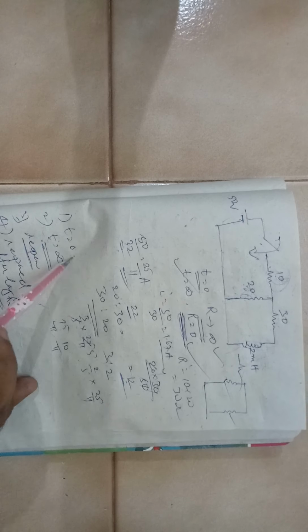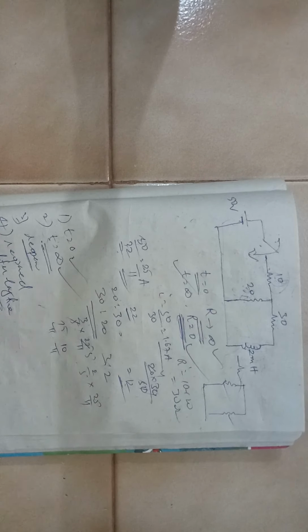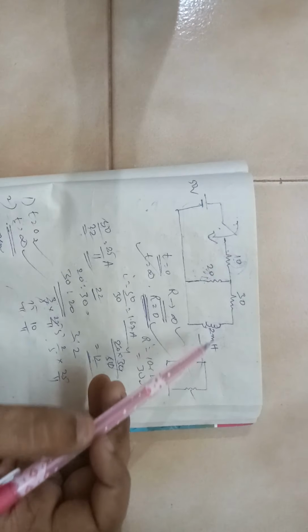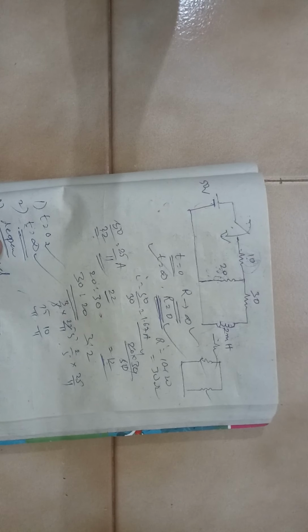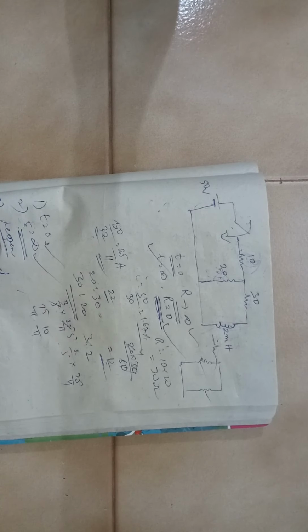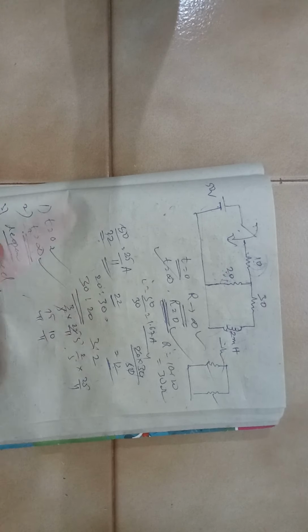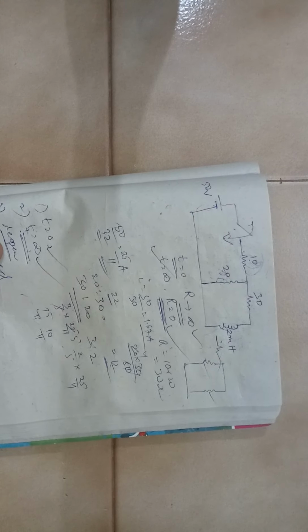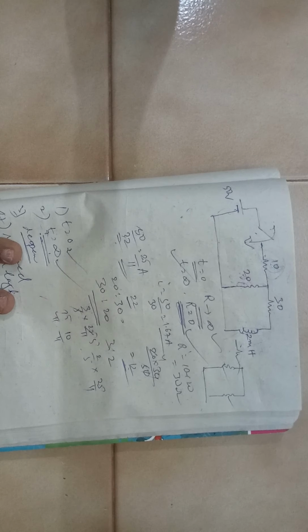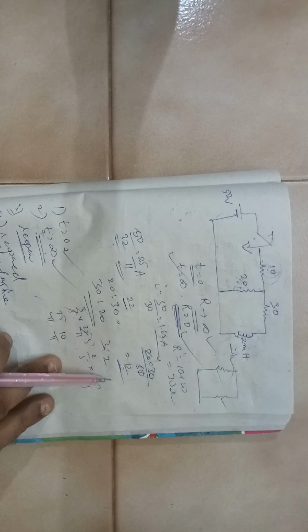The first and the second case are important. At t is equal to 0, this inductor will be offering very high resistance, so it will not allow any current to pass through it, and at t is equal to infinity, it will behave like a short circuit. So this is the point you should keep in mind. Many times it is tested in numericals.